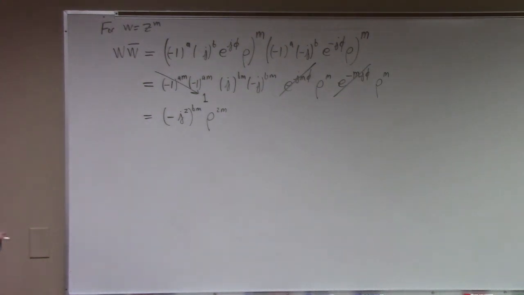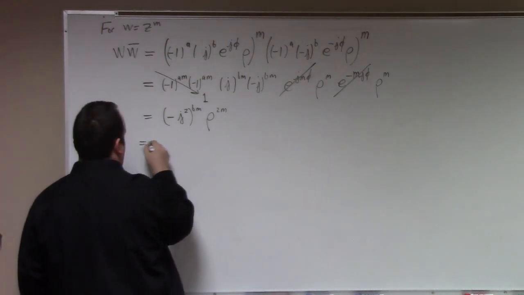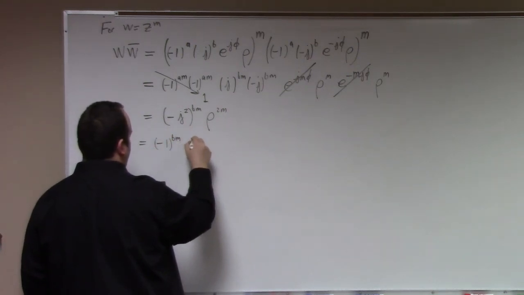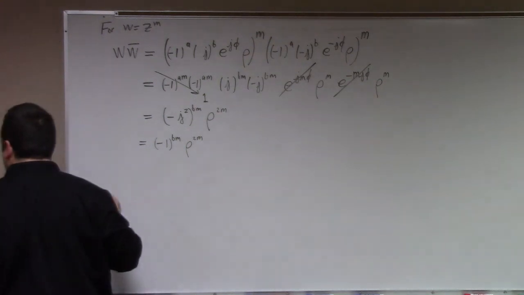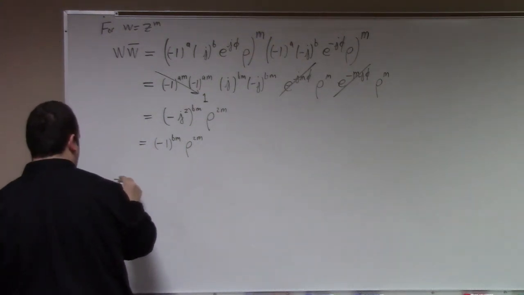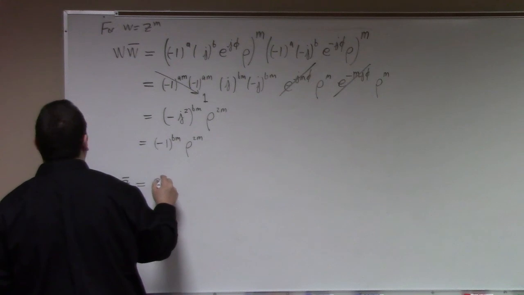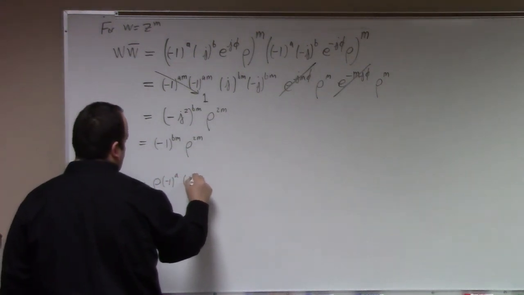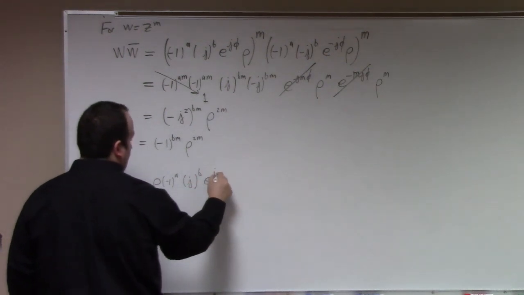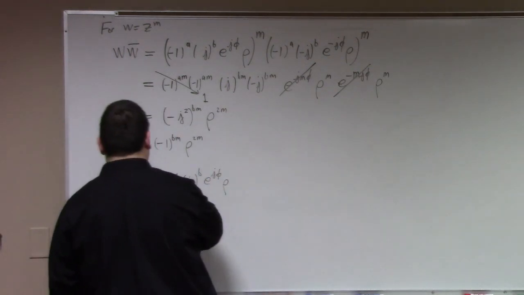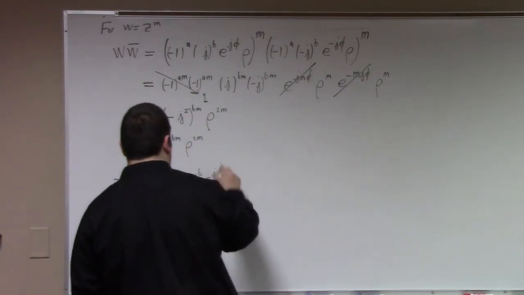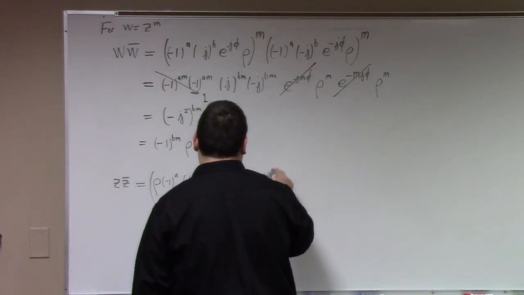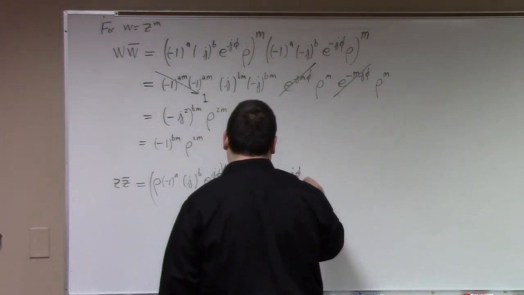But J squared is 1, right? So this is actually minus 1 to the BM, right? And how about ZZ bar? That was rho minus 1 to the A, J to the B, e to the J phi, rho, times rho minus 1 to the A, minus J to the B, e to the minus J phi, rho, right?